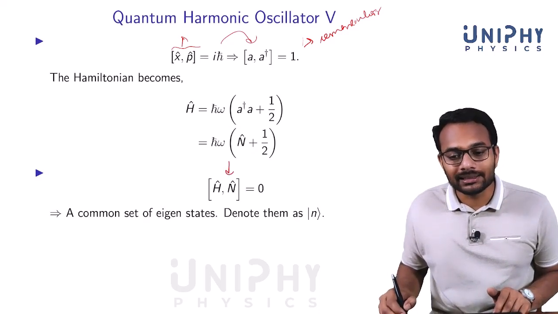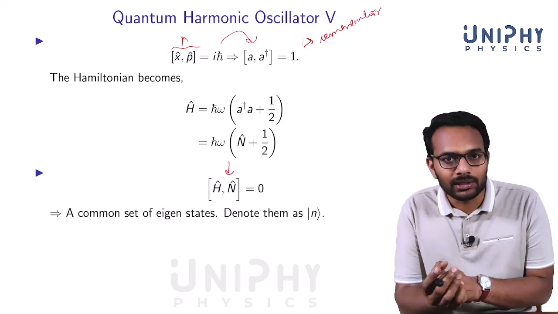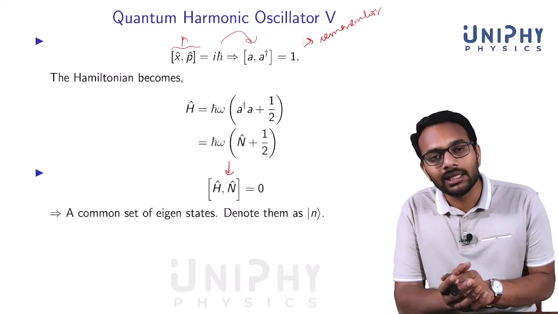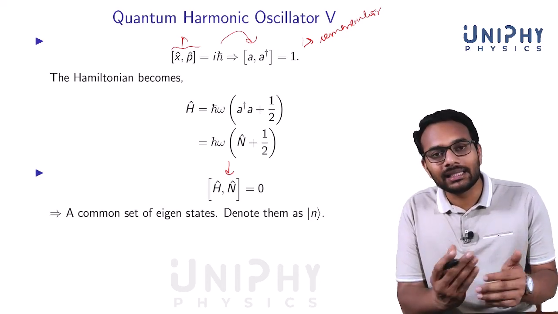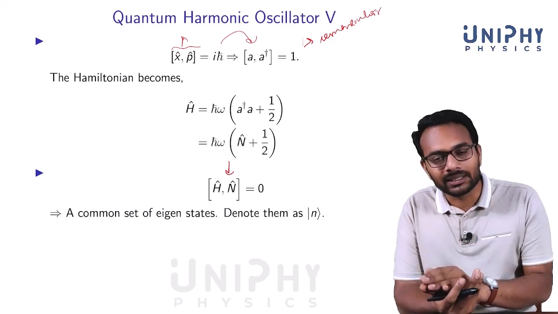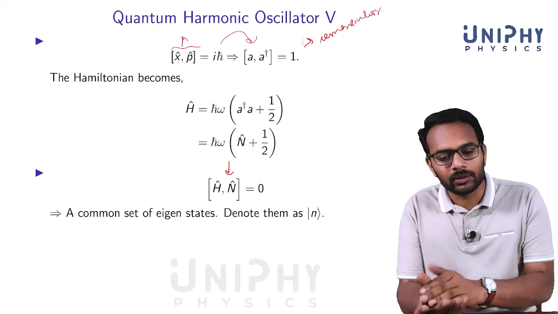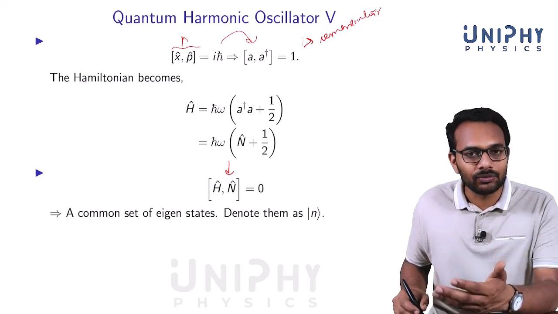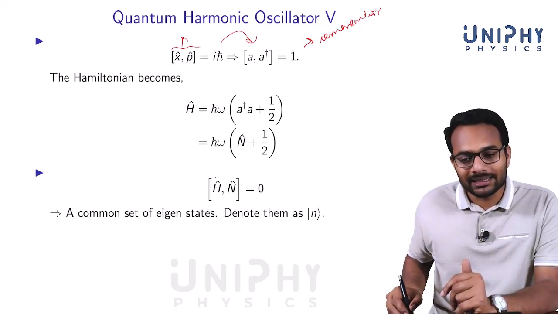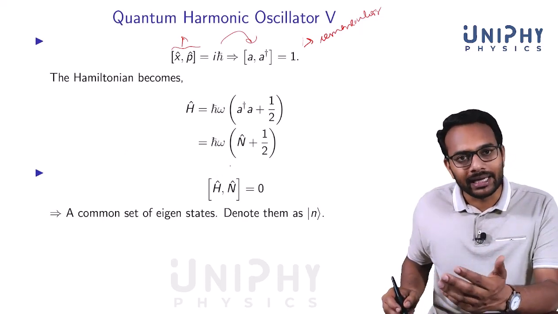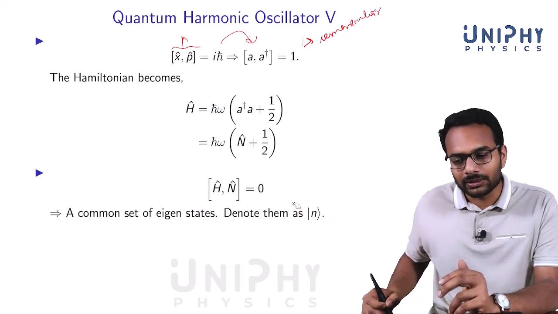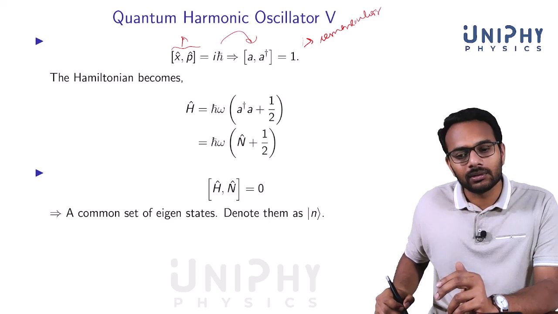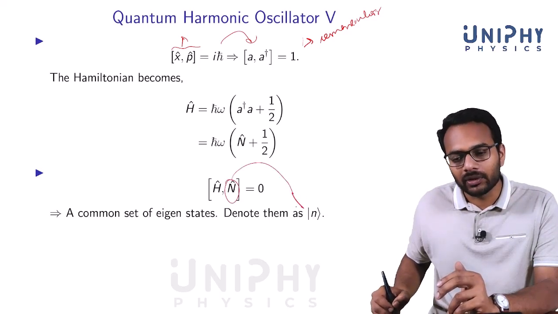We see that this n cap actually commutes with the Hamiltonian. This means that the Hamiltonian and this operator n cap, which we'll call the number operator for reasons that will become clear later on, commute, so they have a common set of eigenstates. These eigenstates we will simply denote using the eigenvalues of n cap. The eigenvalues of this n cap we'll write as small n.